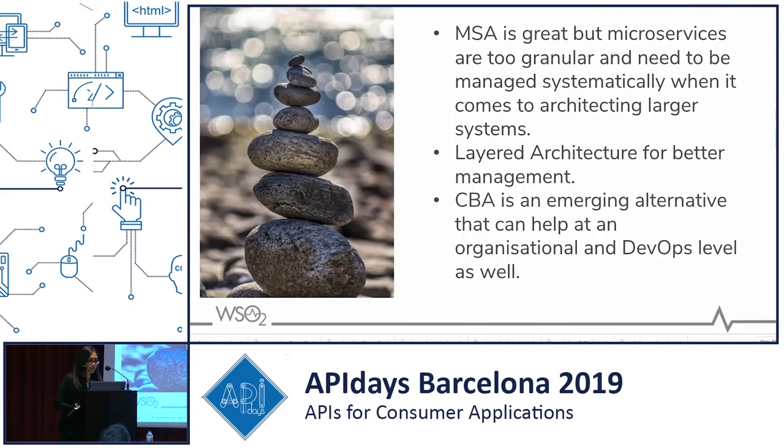Okay, so in summary, microservice architecture is great, but microservices are too granular and need to be managed properly when it comes to architecting larger systems. Layered architecture is good for small to medium scale microservice projects, but if you want to manage hundreds or even thousands of microservices, CBA or cell-based architecture is an emerging alternative that you can consider. It can help at an organizational and DevOps level as well, because you let teams manage the cells, and it allows you to better group your microservices and manage them better.